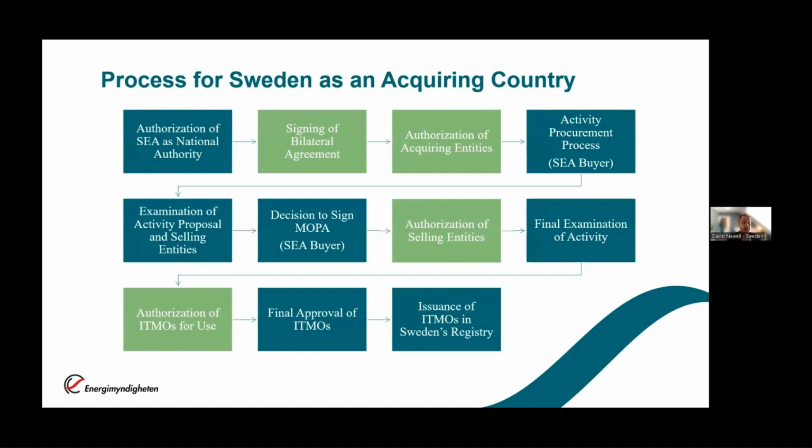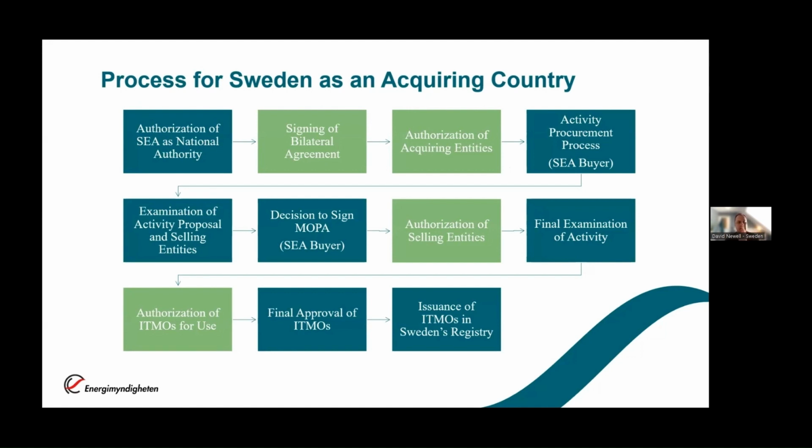The light green boxes are actual authorizations required by Article 6 under 6.2 for an acquiring country, and the dark green are additional steps. So the first step is that we recommend to the Swedish government that the Swedish Energy Agency, SEA, should be authorized as a national authority. This is not required under Article 6.2.